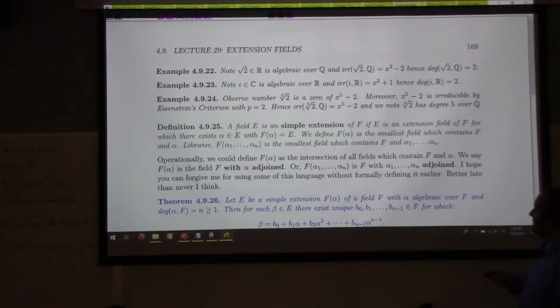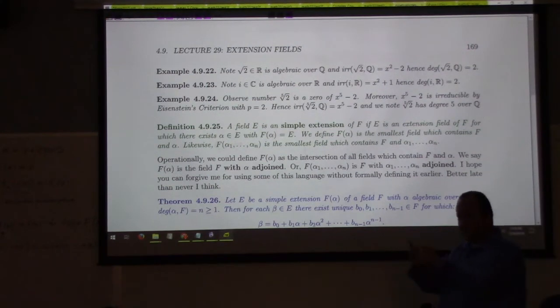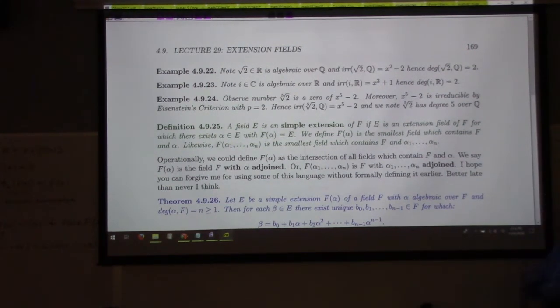Let's see here. We say a field E is a simple extension of F if E is an extension field of F which you can look at as F adjoined a single element alpha, right? So we also define F(alpha) as the smallest subfield which contains F and alpha. Similarly, F(alpha_1, ..., alpha_n) is the smallest field which contains F and all of these alpha 1 through n. All right.